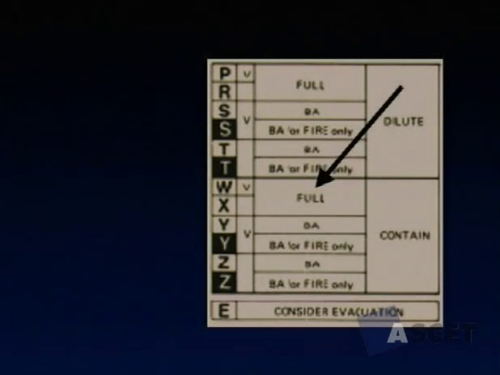Full means full body protective clothing with breathing apparatus must be worn. BA indicates breathing apparatus plus protective gloves. E means consider evacuation. Dilute means the substance may be washed down a drain with large quantities of water. Contain means prevent by any means available the spillage from entering drains or water courses.